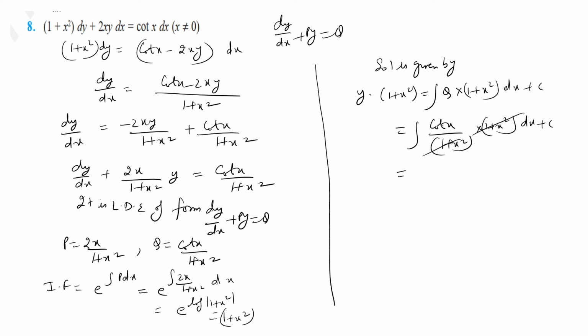So it becomes cot x. So what is the integral of cot x? Cot x has integral log mod sin x plus c. So y can be written as log mod, or there is no need, in whatever way it is expressed it is okay. So let's not bring it to the denominator. So it is log mod sin x plus c, which is the desired answer.